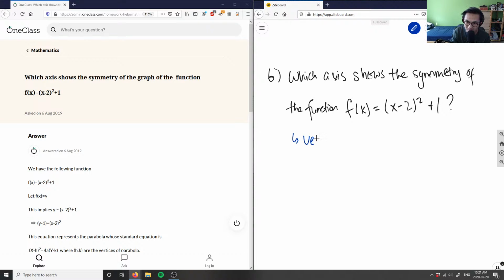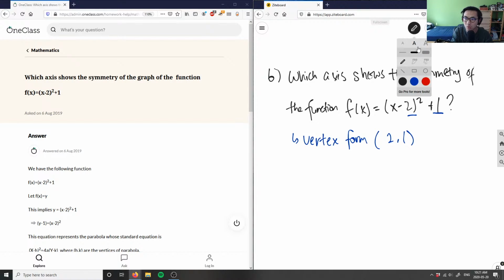So we know that this function is in vertex form. And how do we know that? Well, it's given by these two coordinates here. So I know that the vertex of this equation is (2, 1). You can solve this graphically or algebraically; it's up to you how you solve this problem.